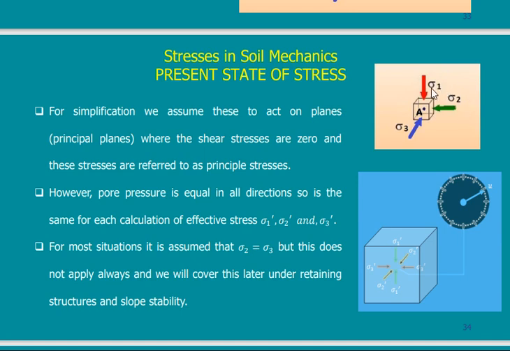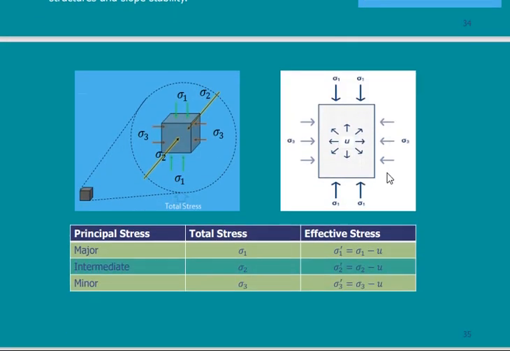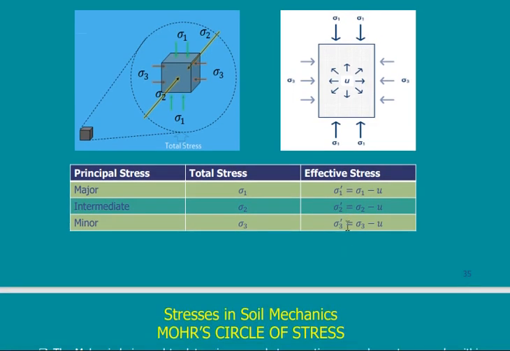So if I want to calculate something called sigma dash 1 or sigma dash 2 and so on, which is the effective stress excluding the effect of water, then it will be sigma 1 minus U, or sigma 2 minus U, and so on for sigma 3. So this is another thing that we want to stress.